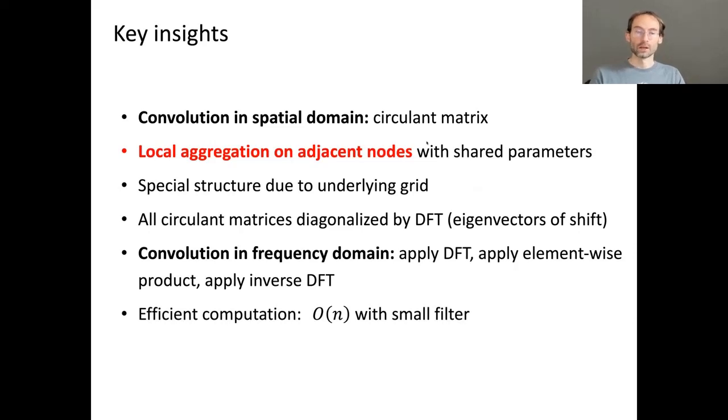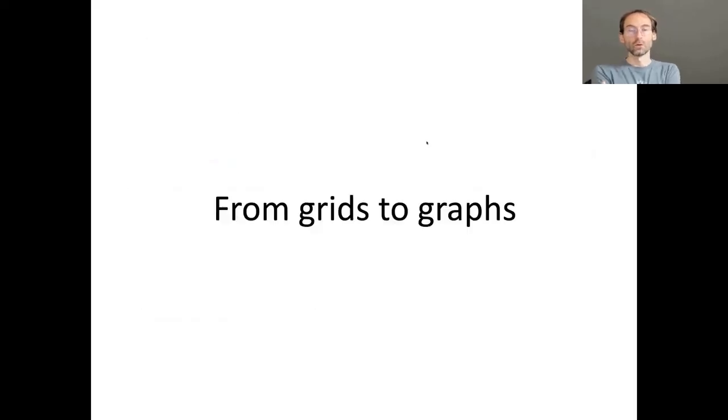And the complexity of computing it in the spatial domain, if the filter is small, is order of n, and in the frequency domain is n log n, using the fast Fourier transform algorithm, where for practical purposes, n log n is almost as good as order of n. So now we go from grids to graphs, okay?